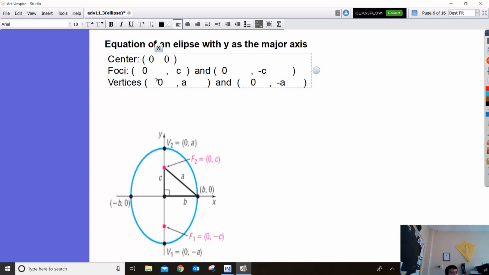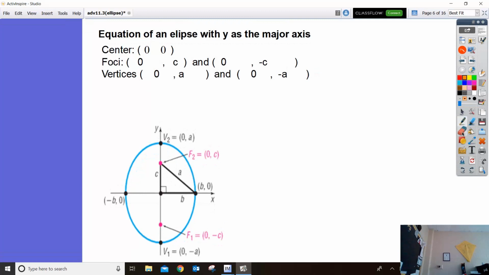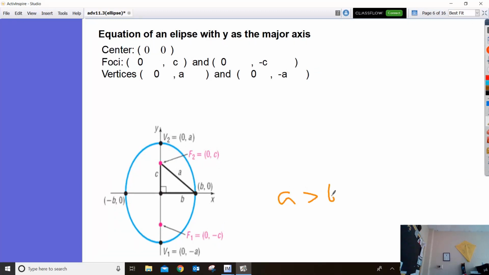Now, one thing I forgot to mention, I should have mentioned it in the first slide. There's a little rule here. A is always greater than B and it's always greater than 0. The big number tells you the major axis. The big number tells you which axis is major.